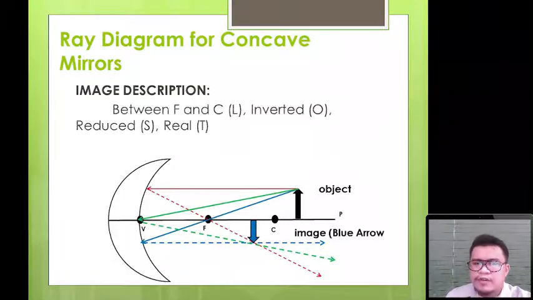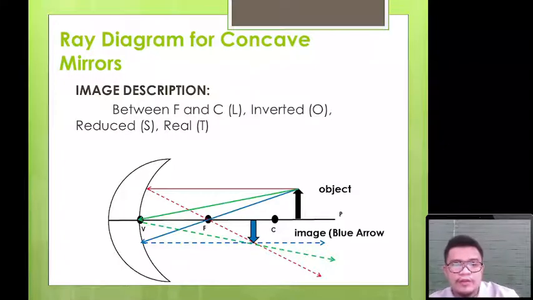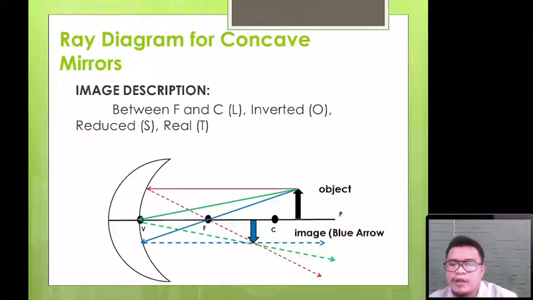And the image description, so let's use the LOST method here. The location is, if you look at the location of the object, or the image rather, the blue arrow, it's somewhere in between the point F and point C, right? That's your L. Now, what is the orientation? Okay, the orientation, take note of the blue arrow. The blue arrow has a different orientation from the object.